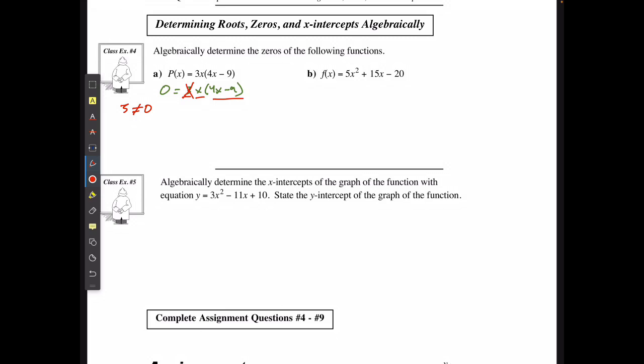So then I can say either x is equal to 0 or 4x minus 9 is equal to 0. X is equal to 0 is already solved, so this would be 4x is equal to positive 9, or x is equal to 9 over 4. And in this case, x is going to equal either 0 or 9 over 4.